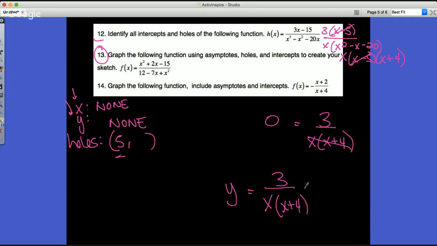Now, to find what the y is of the hole, we're going to plug 5 back in. When we do that, we should get 5 times 9 on the bottom, which would be 3 over 45. That right there would be the only thing I could find that they asked for, and that's the hole at 5, 3/45. Okay?